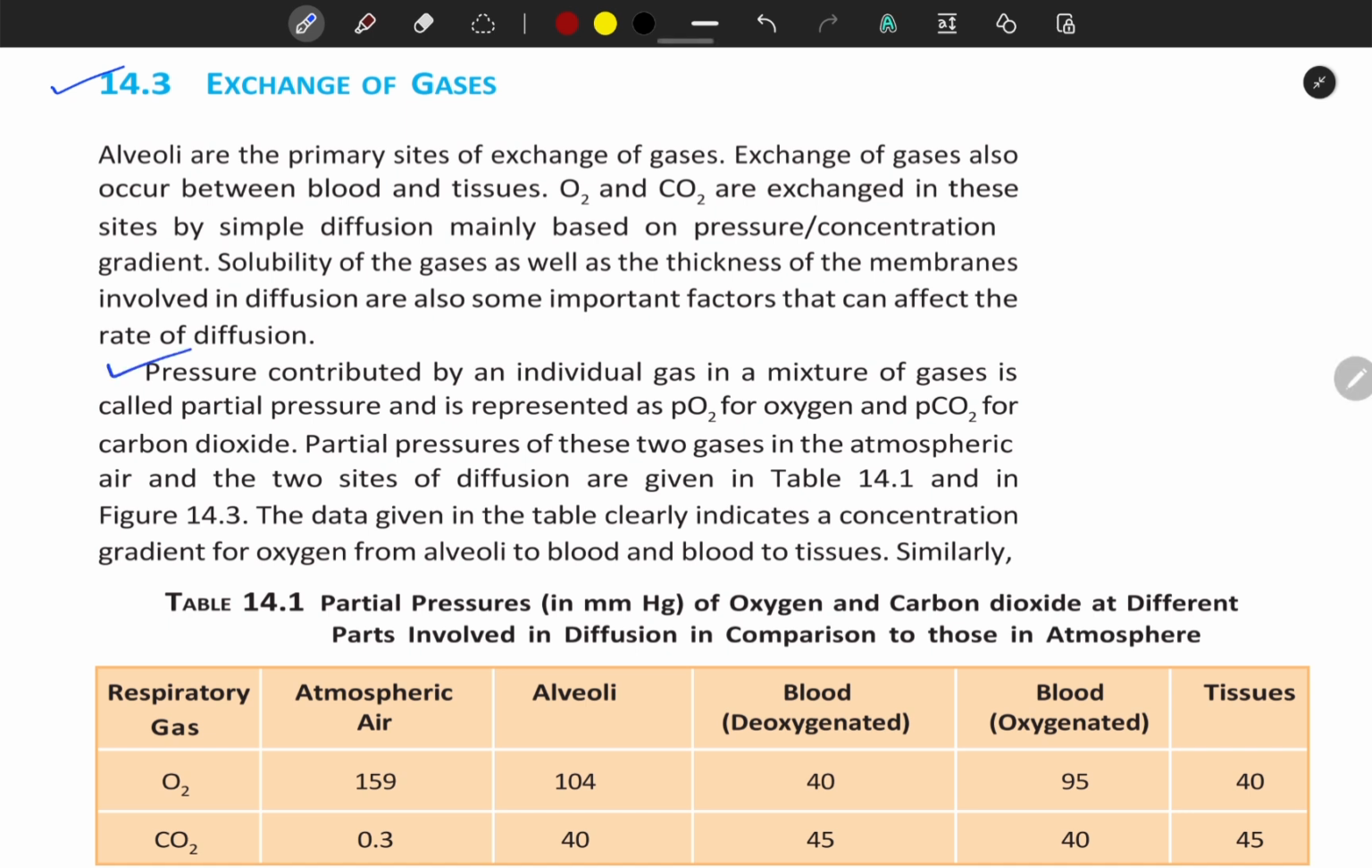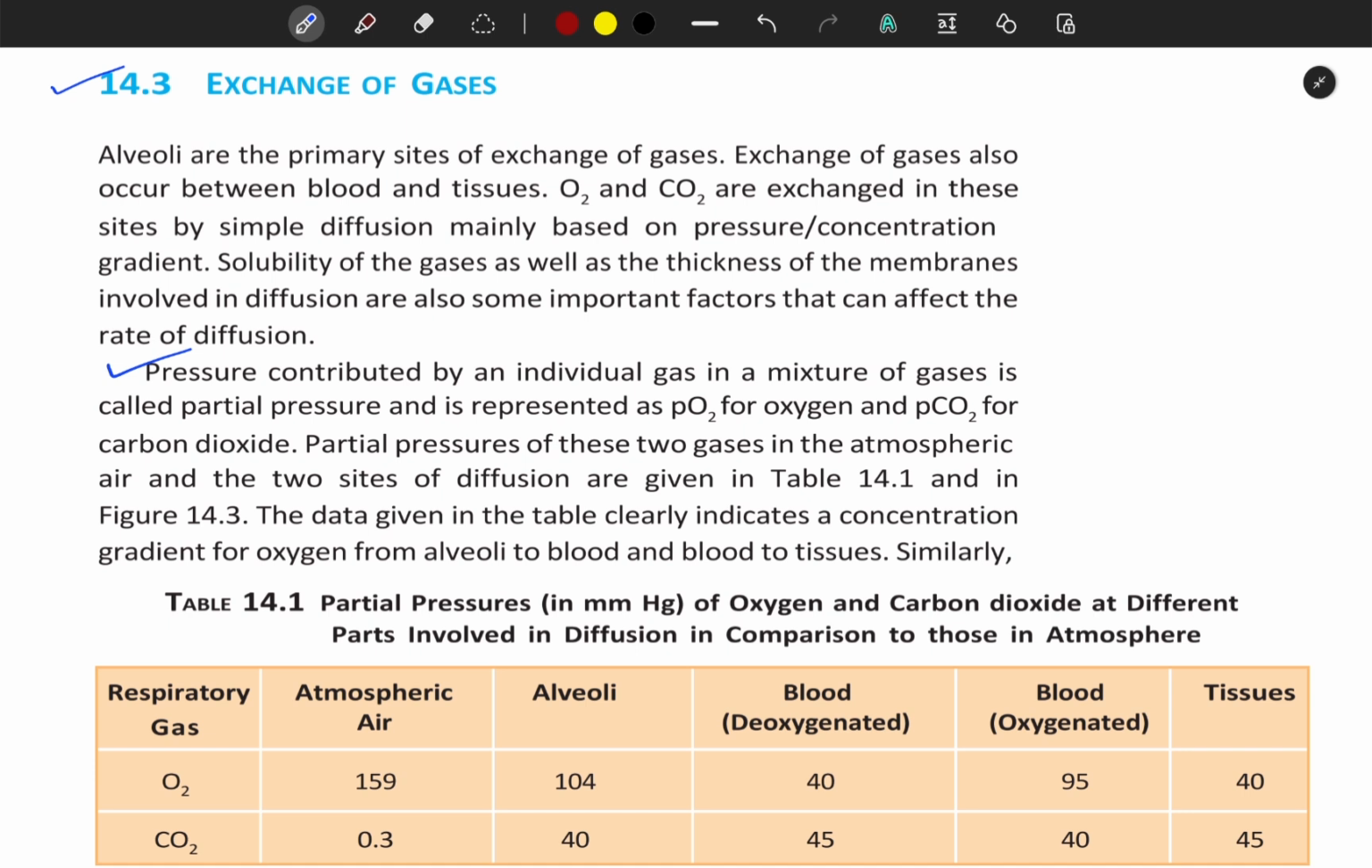Pressure contributed by an individual gas in a mixture of gases is called partial pressure and is represented as pO2 for oxygen and pCO2 for carbon dioxide. Partial pressures of these two gases in the atmospheric air and the two sites of diffusion are given in table 14.1 and in figure 14.3.